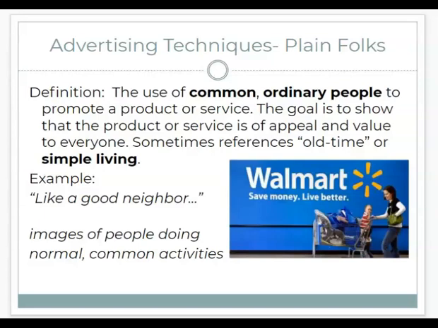And sometimes it references old time or simple living. An example would be those State Farm commercials, like a good neighbor, State Farm is there. That's an example. Good neighbors. And sometimes it'll be with just an image of people doing normal, common activities. For example, in this Walmart ad you see a woman who has a child. She has her purse. She's not dressed in any fancy way. She's doing her shopping. Walmart, save money, live better. So just ordinary folks going about their business.